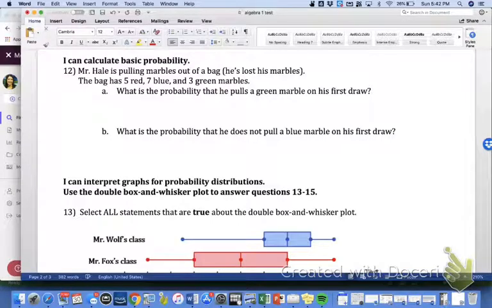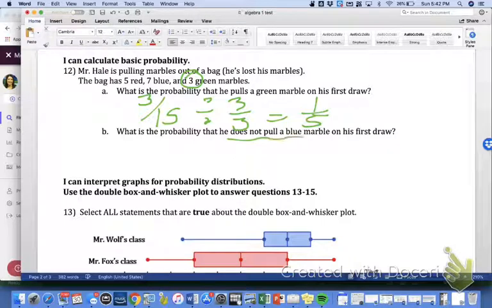Okay, for number 12, probability. So Mr. Hale has a bag of marbles. What is the probability he's going to pull a green? Well, he has 3 green, and there's a total of 15 marbles in the bag. So that's 3 out of 15. Some of you did not simplify your fraction, and you lost a little half a point for that, because you can simplify by dividing both of those numbers by 3. So that probability is 1 over 5.